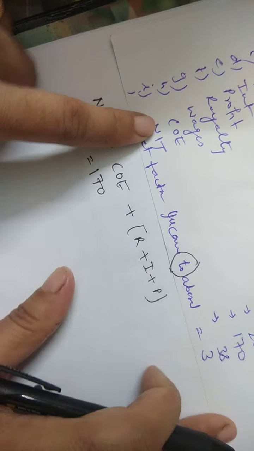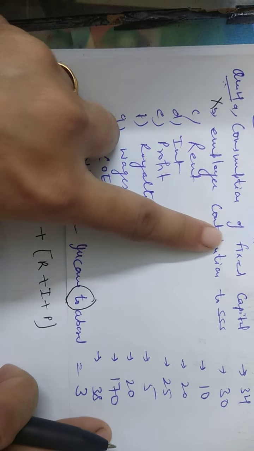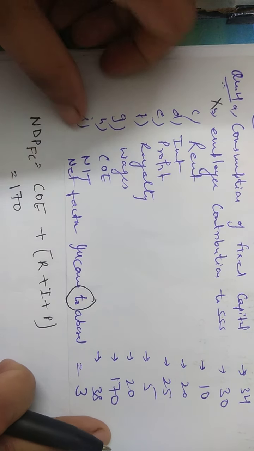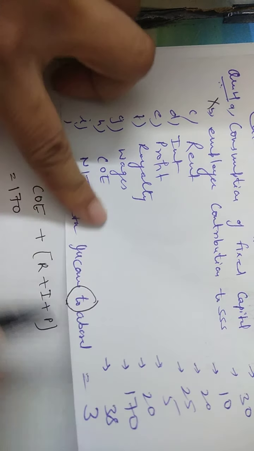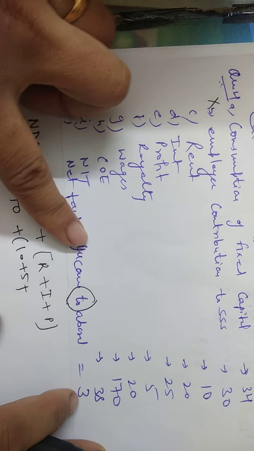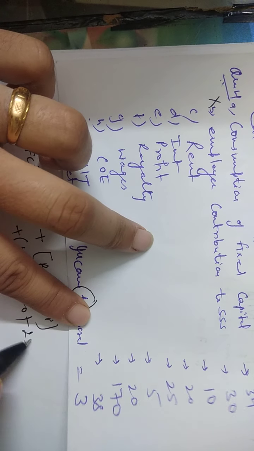Now when we are given compensation of employees, we should not take employer contribution to social security scheme again. Why? Because it is already included in COE. COE already includes employer contribution to social security scheme, so it will not be taken again. It is already included, dear. Rent and royalty is 10 plus 5. Interest is given 20. Profit is given 25.